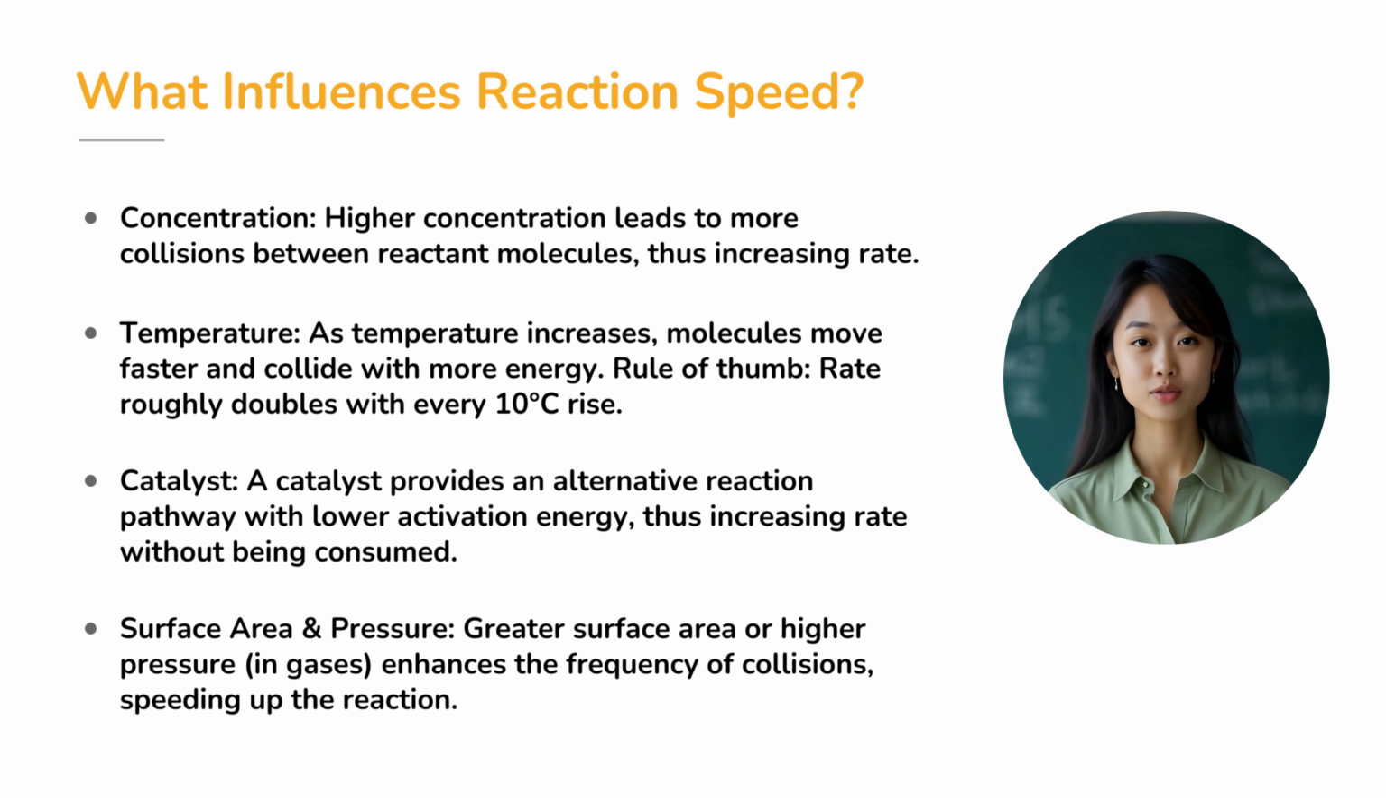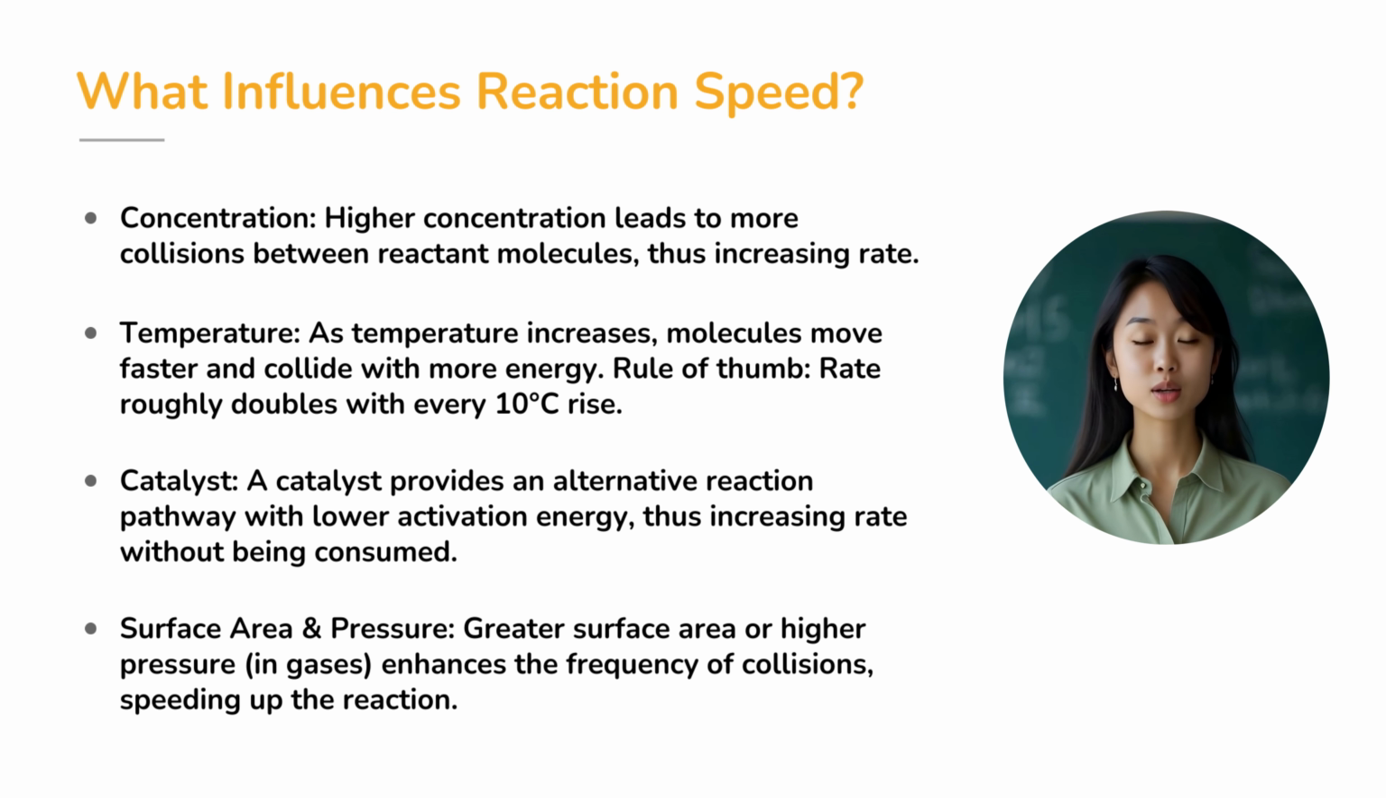Now, why does the rate of a reaction change under different conditions? Several factors control how fast a chemical reaction happens. First, concentration. More reactant particles mean more collisions, which leads to faster reactions. Next, temperature. As temperature increases, particles move faster and collide more energetically. That's why reactions usually speed up when heated. There's also the role of a catalyst, a substance that lowers the activation energy by offering an alternate reaction pathway. The reaction speeds up, but the catalyst itself remains unchanged.